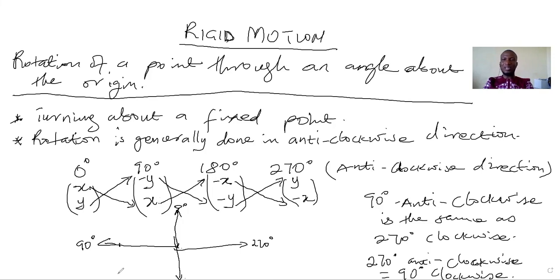And most importantly, don't forget that this formula is only for anti-clockwise rotation. And the good news is that when they ask you for 90 clockwise, you just pick the 270 anti-clockwise formula, and I've demonstrated that with this diagram. And then when they ask you for 270 clockwise, it's the same as 90 anti-clockwise. So that is where I would like to end my lesson for today.